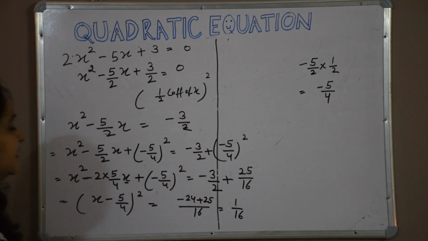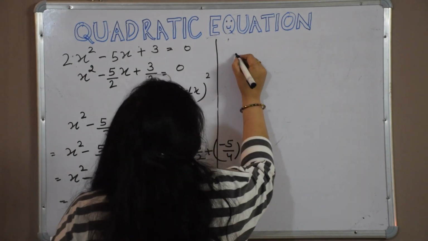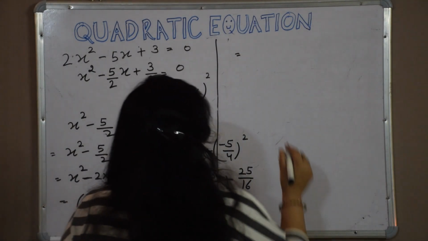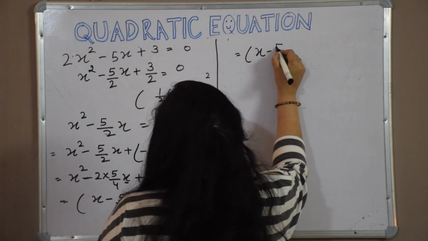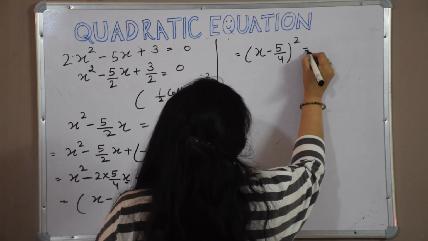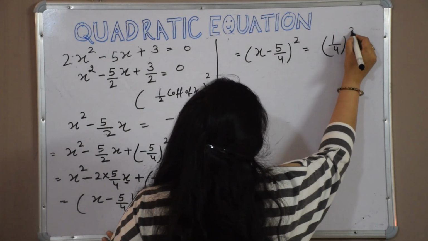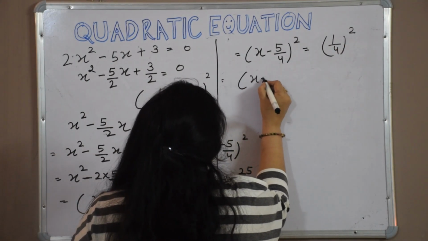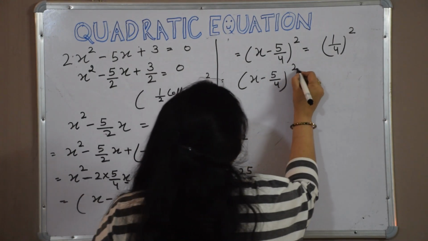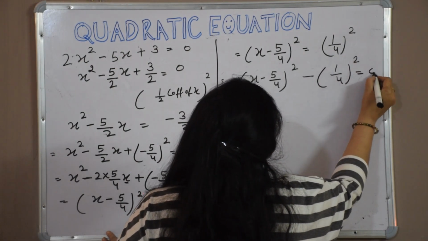It is a little typical question. For these types of questions, there is a proper and typical way, and you have to practice, and then it is very easy, no problem at all. x minus 5 by 4 whole square is equal to this 1 by 16. We can write 1 by 4 whole square. Now x minus 5 by 4 whole square minus 1 by 4 whole square equals 0.